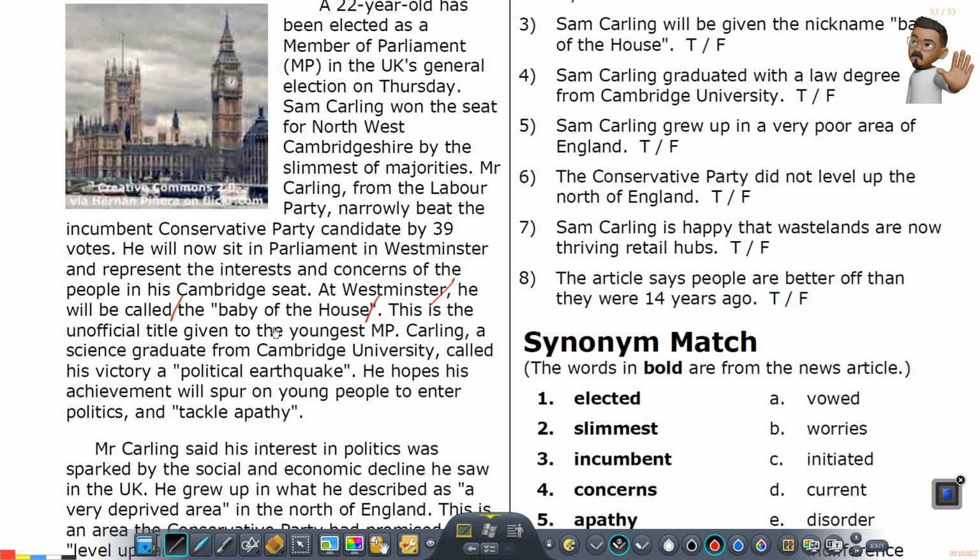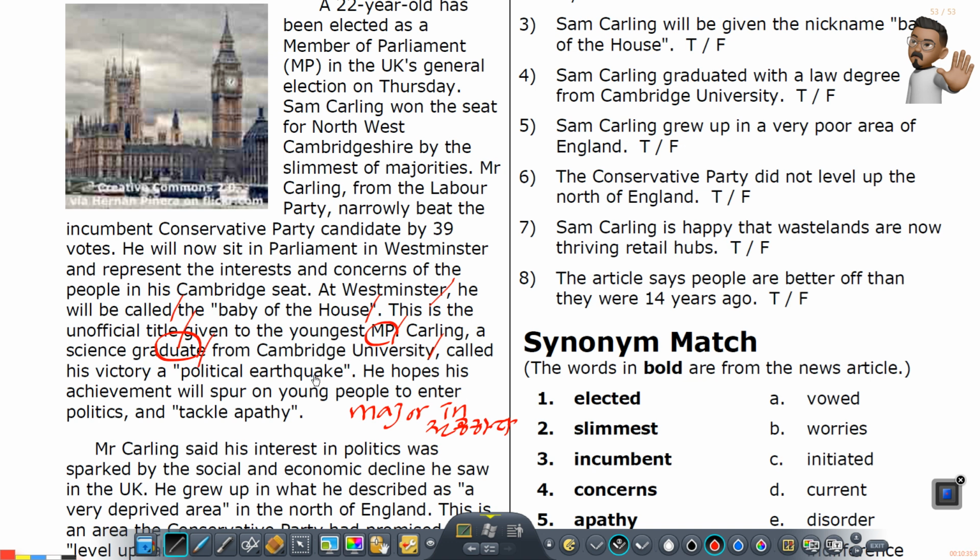Okay, why? He's too young to be elected as a congressman. This is an unofficial title given to the youngest MP, like a member of the parliament, calling a science graduate from Cambridge University. So he majored. What is his major? What does it mean? Major. Science. Major in? 전공하다. So he majored in science. So he graduated from Cambridge University. Okay? So 졸업생, the graduate.